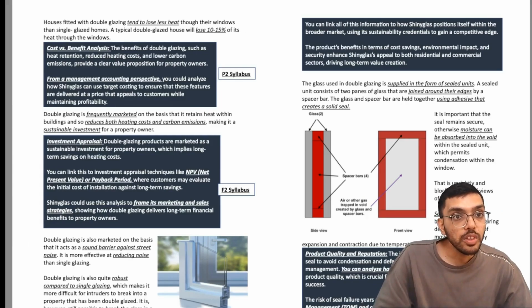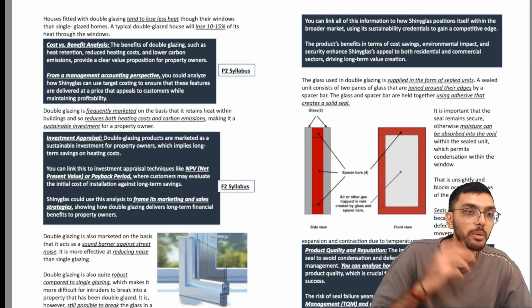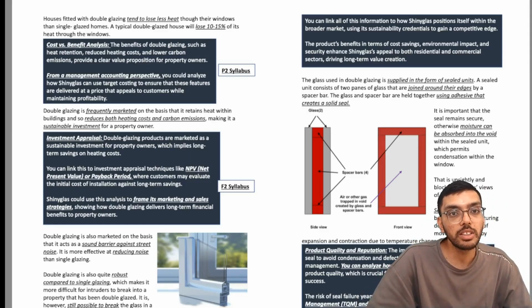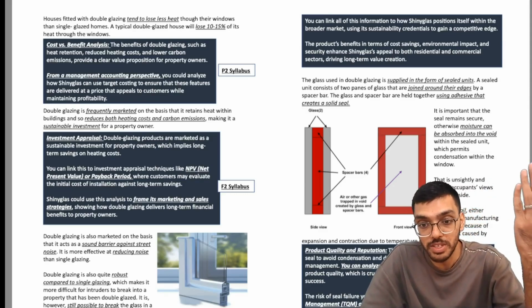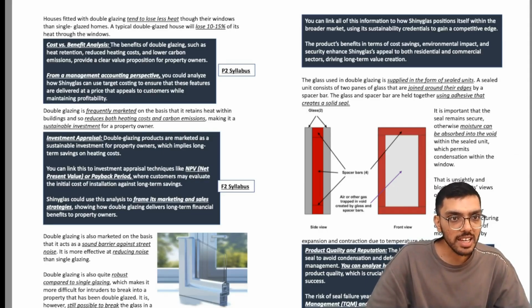Next, houses fitted with double glazing tend to lose less heat through their windows than single glazed homes. A typical double glazed glass will lose 10 to 15% of its heat through windows, whereas it was 70%. You can see how significant the saving was. So we'll do a cost benefit analysis here.